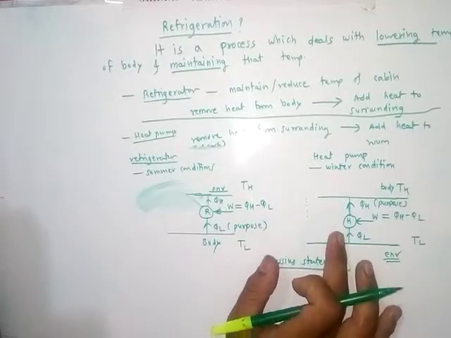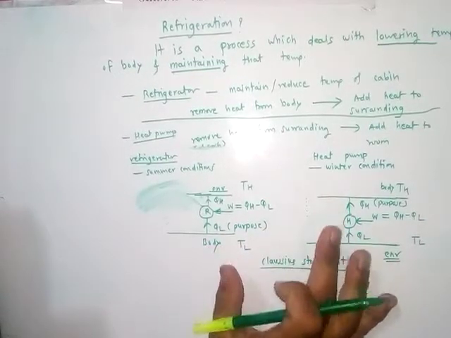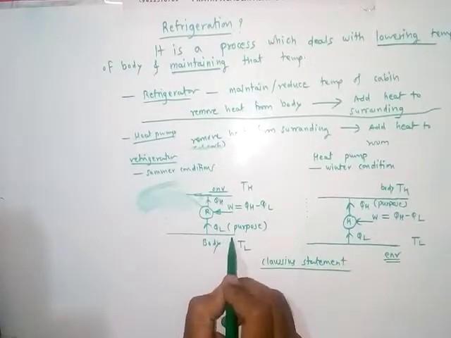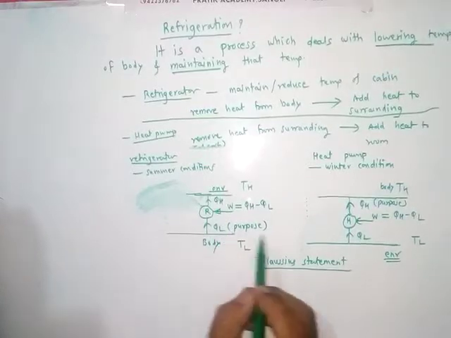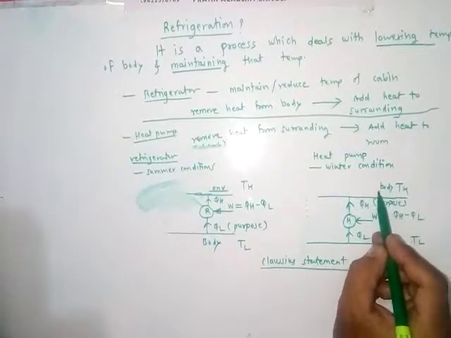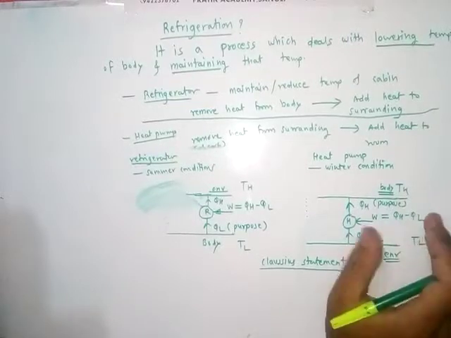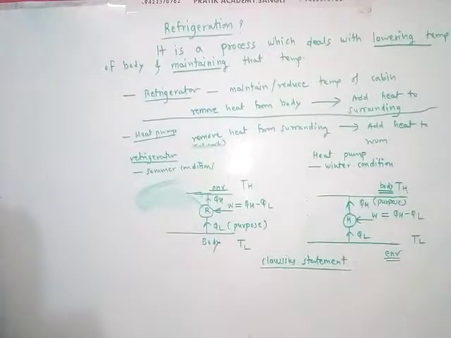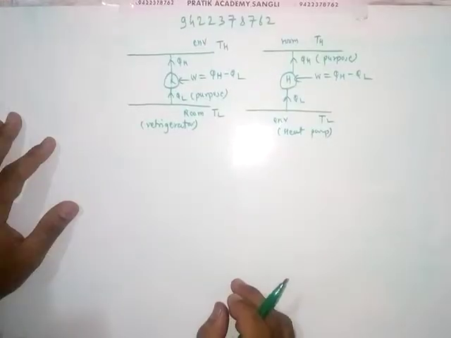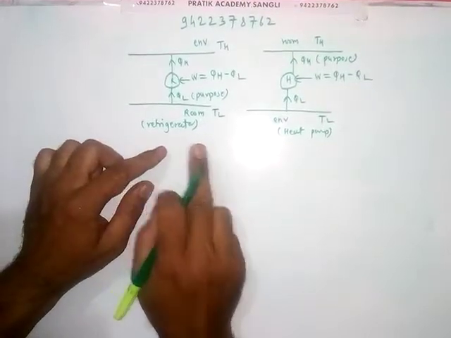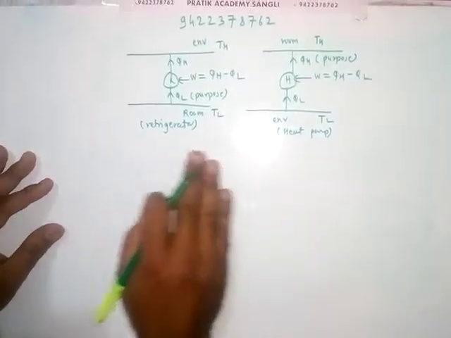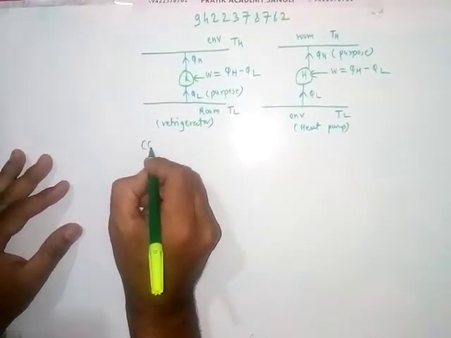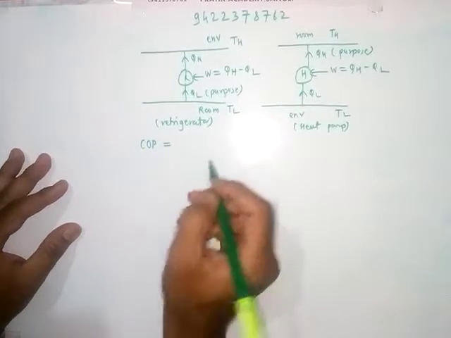Both are transferring heat from lower temperature to higher temperature, but the main difference is here. Here, to remove heat from the body is the desired purpose, and here adding heat to the body is the desired purpose. That is the difference between these two devices, the refrigerator and the heat pump. Then how do we check the performance of these two devices? We have one parameter, COP, the coefficient of performance.